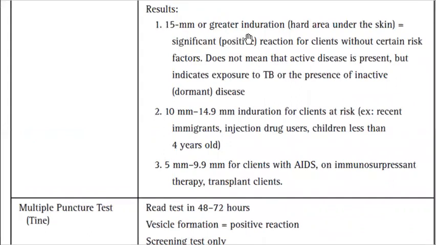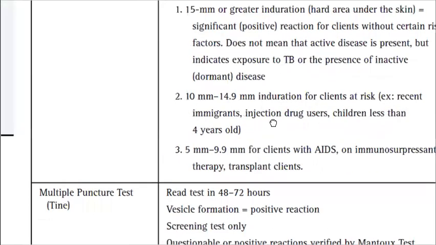So again, 15 millimeters or greater, especially if the patient doesn't have any risk factor, tells you there's been exposure to TB, and there could be the presence of inactive disease. 10 to 14.9 is positive if the patient is a recent immigrant or injection drug abuser or a child less than 4 years. And again, 5 to 9 is positive for clients with AIDS or on immunosuppressant therapy or clients who have undergone transplant.